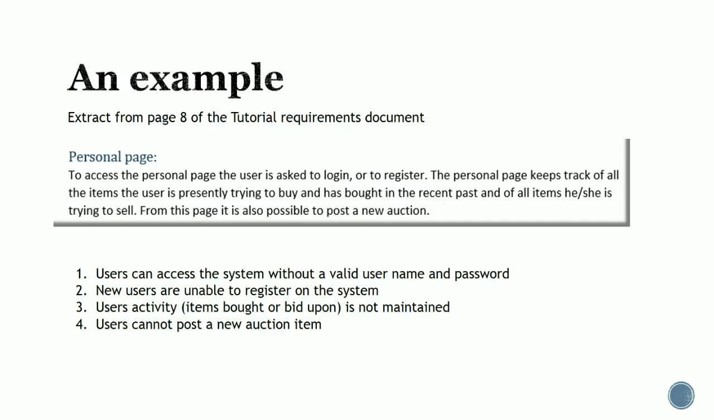The fourth one, users can't post new auction items. The last item, they can go to new auction items. So is the link there, and are they able to post the items from that link?